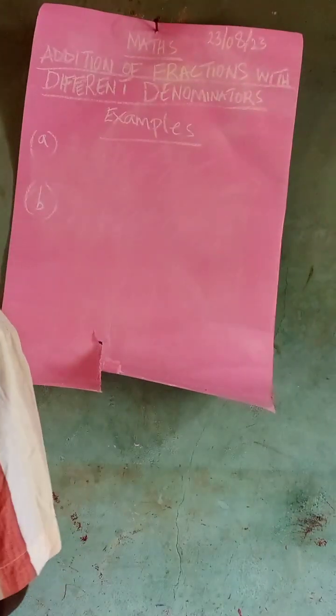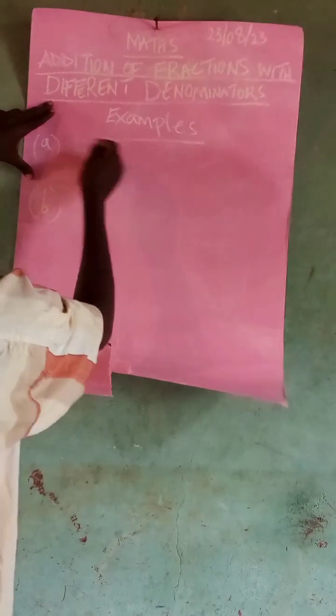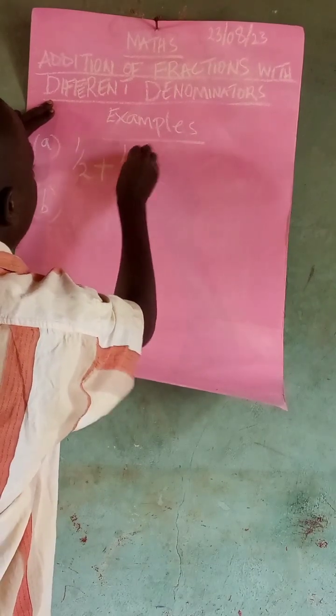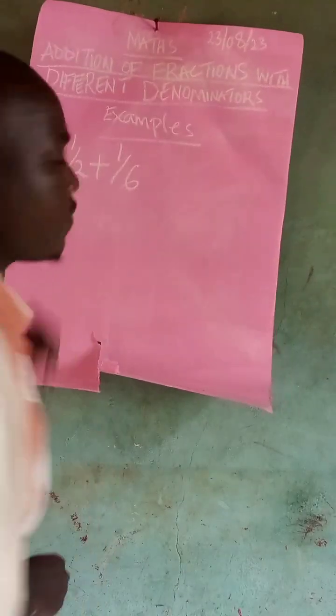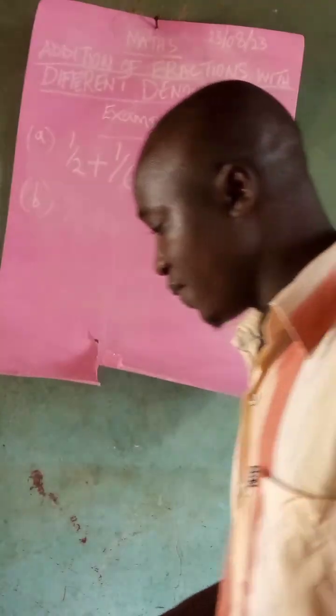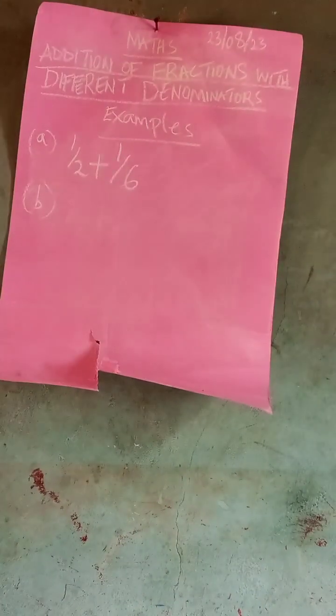So, for example, you can be given a fraction like this one. Look at this one. A half plus 1 over 6. A half plus a sixth. How can you add those ones? You can see the denominators are different. So, there is a way how you can add this one, and it's very easy.